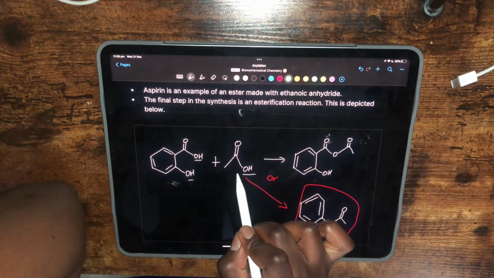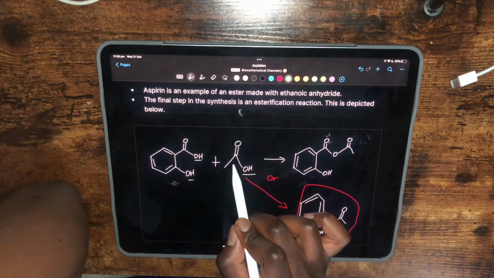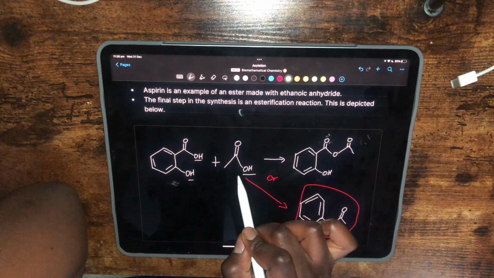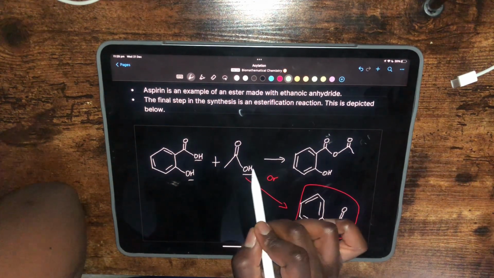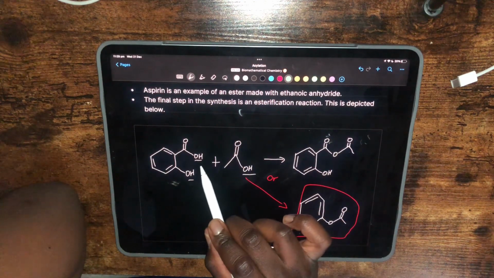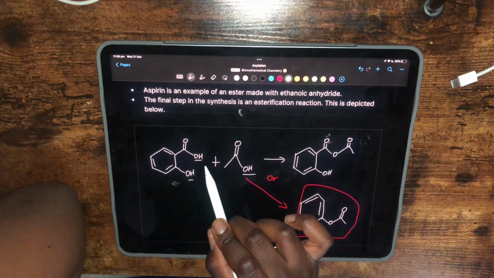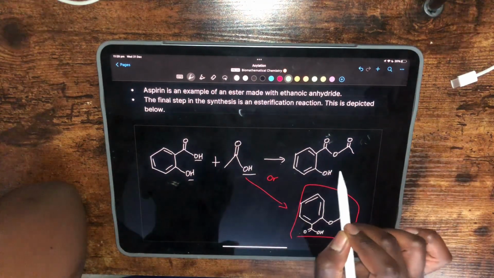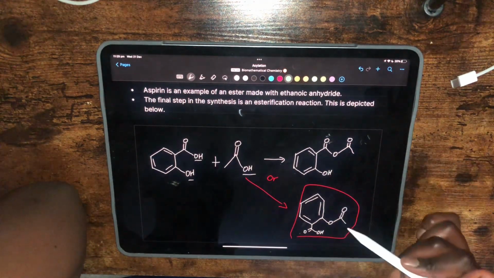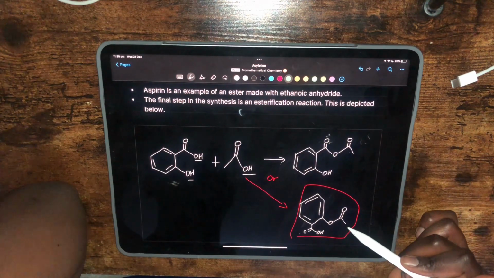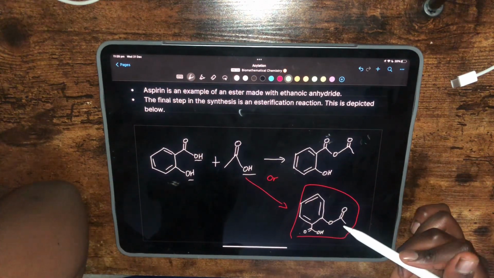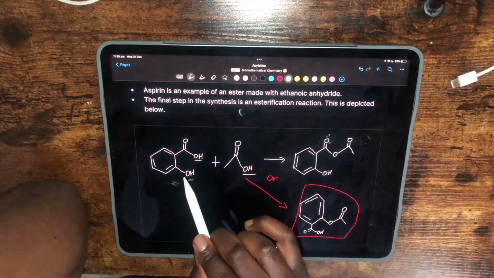So you have your ethanoic acid here, and you would have your, I forgot the name of this compound, but this here is aspirin. Yes, this here is aspirin. And I forgot what the name of this compound was off the top of my head.